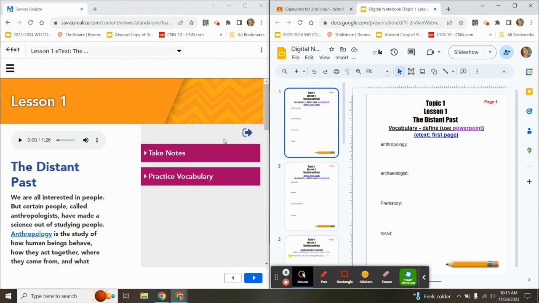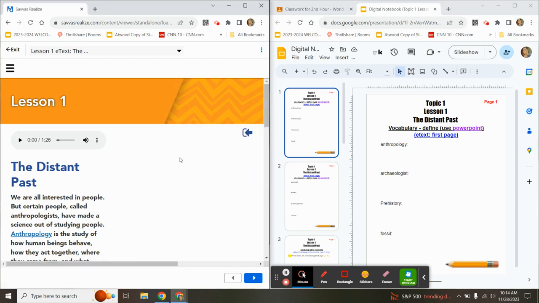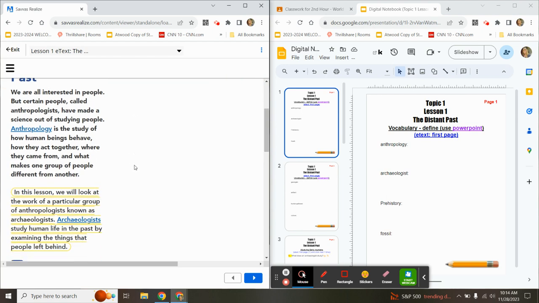First of all, if you are split screening, as some students like to do, they like to have the e-text open on one side and the digital notebook on the other. If you are doing so, you might need to get rid of this wall. On those Chromebooks, sometimes you can't see any of the writing. You'll need to click this blue arrow and it will get rid of this. It'll put it away for you, and then you'll be able to see the words like I can.